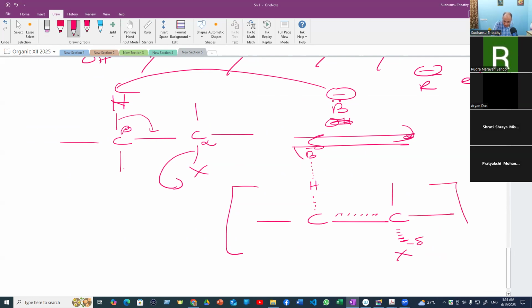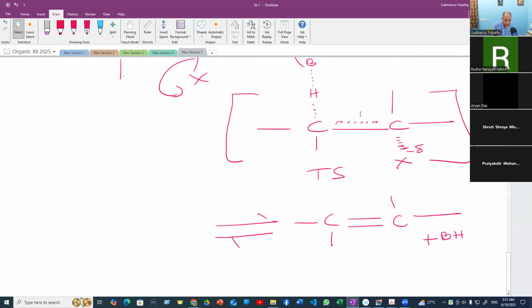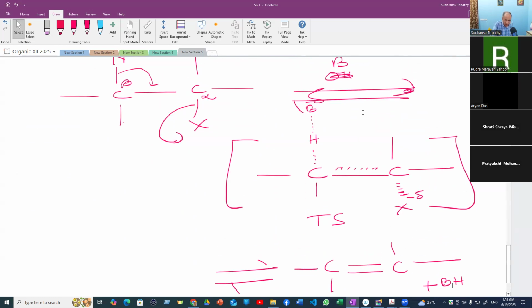So this is the TS, transition state, not any intermediate. And then ultimately this will go, and a double bond will be there, plus BH, because it will be a covalent compound. B minus and H plus will combine to produce it. Supposing it is OH minus and H plus, it will give you undissociated water. Supposing it is CN minus and H plus, it will be HCN. That will be gas. It will go out.